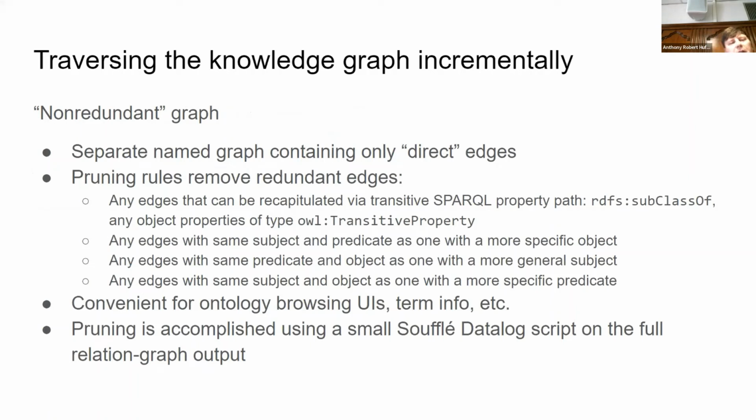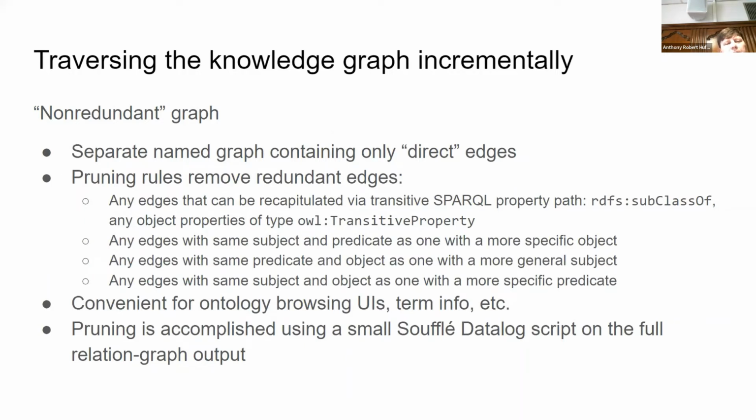So there's another kind of relation graph that's available in Ubergraph called the non-redundant graph. And so that lets you traverse this knowledge graph more incrementally. And so it contains only what I call direct edges. And the definition of what is a direct edge isn't really universal. So I have a sort of set of rules that I'm using, but there's some other possibilities that you can come up with.